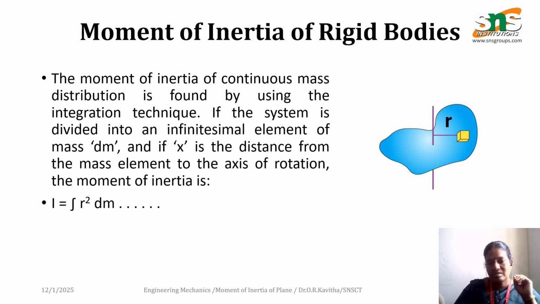And the distance is r from the axis about which it is rotating. Then the moment of inertia will be calculated by integrating r squared times dm. It is the product of the square of the distance from the axis of rotation and the mass. So here it is a rigid body. We will consider a small element and assume that the mass of that element is dm.